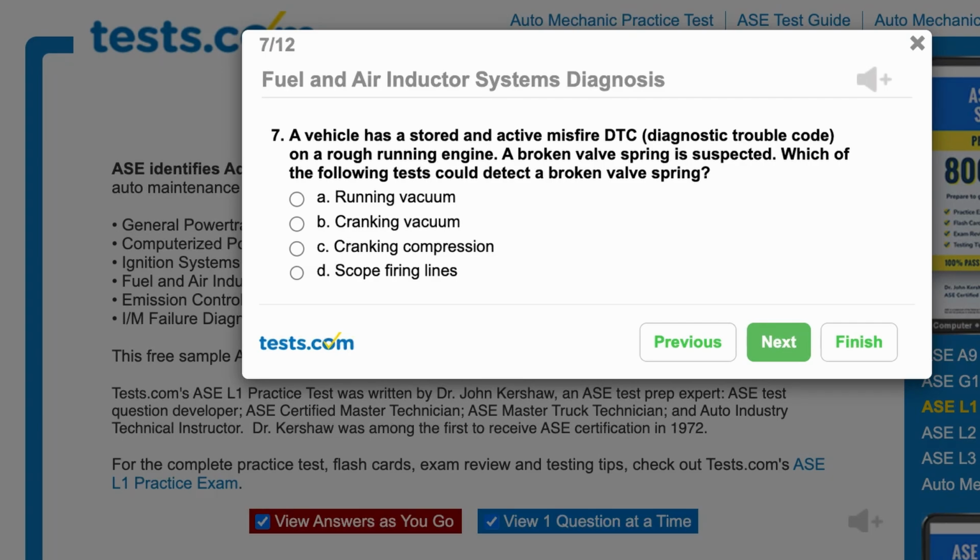A. Running vacuum. B. Cranking vacuum. C. Cranking compression. D. Scope firing lines.